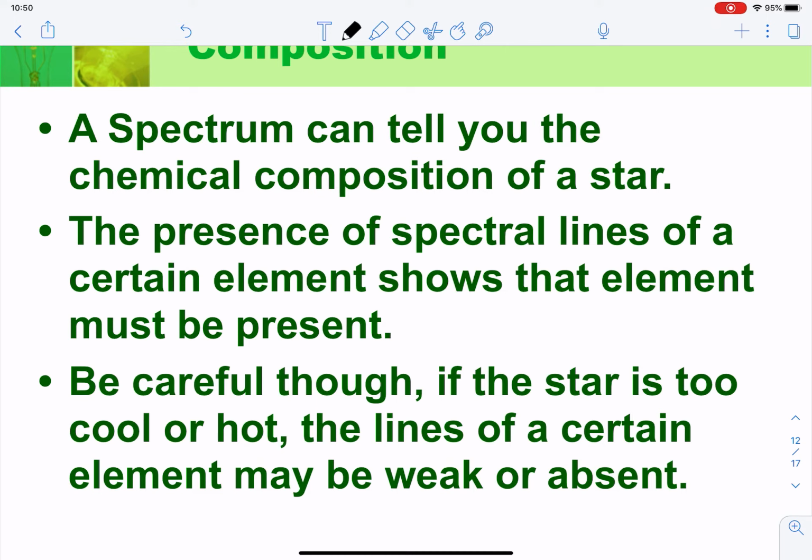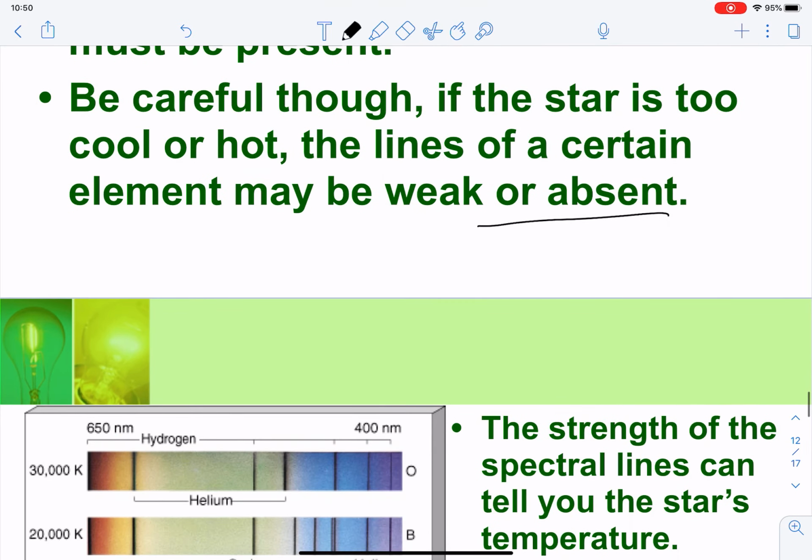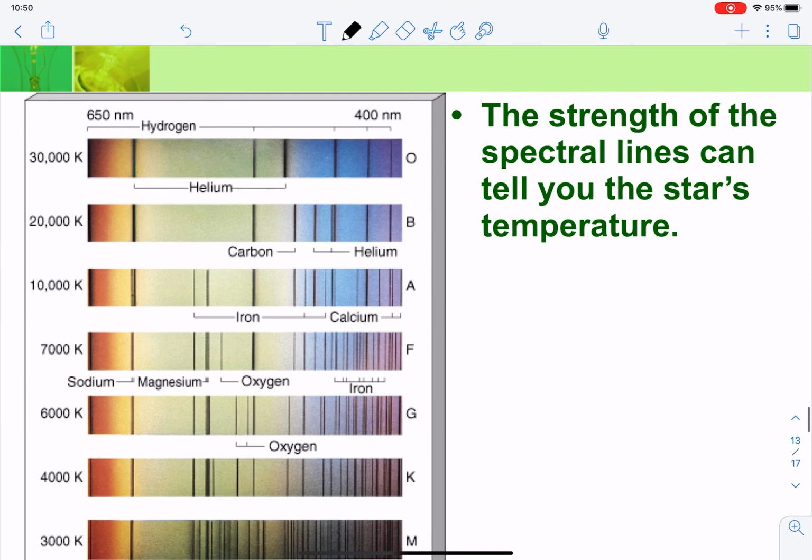So a spectrum can tell you basically the chemicals and molecules that make up the star, all of the elements in there. It's not just hydrogen and helium. The presence of spectral lines of a certain element shows that element must be present. But if the star is too hot or cool, the lines may be weak or absent, and they might be tough to pick up on. So it depends on the temperature of the star as well.